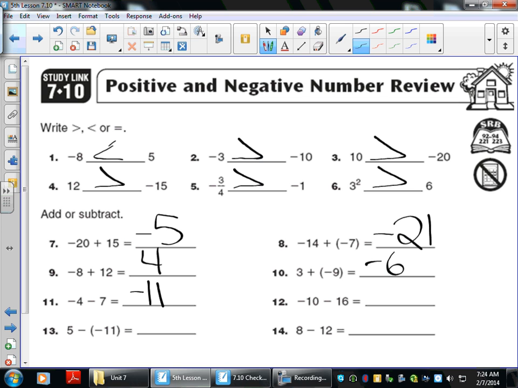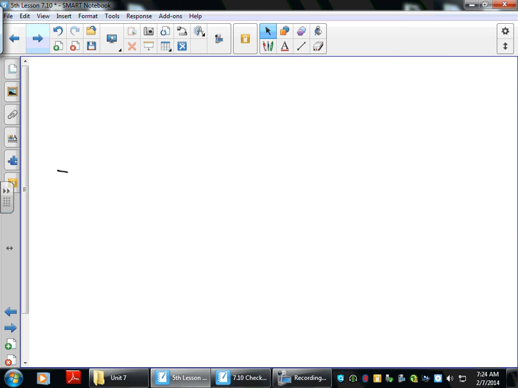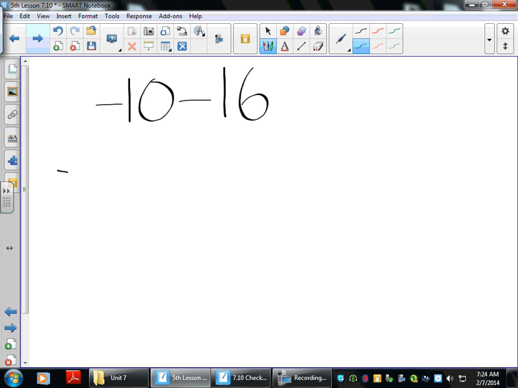Same thing, we have another negative, -10 minus 16. Do the same thing. I'm going to erase this for us. We've got -10 minus 16. -10 minus 16, keep the -10.